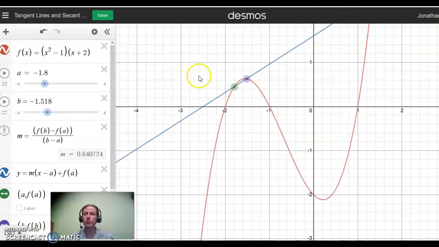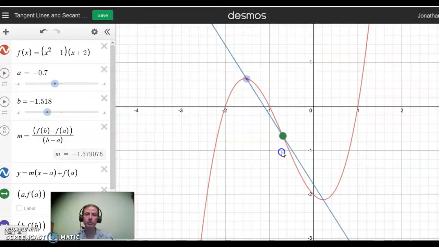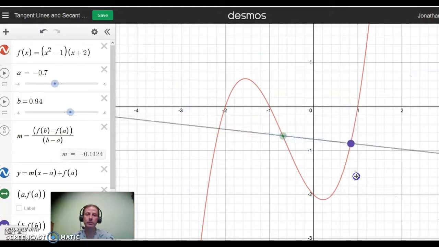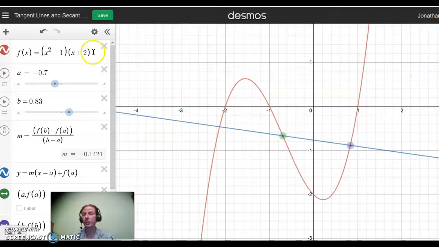So this is a program that uses a website, Desmos, that you can check out for yourselves. I've put a link to this very program on the Blackboard site from this course. And what you can do is you can move the A point around, you can move the B point around, and you can get different secant lines. You can even change the function.